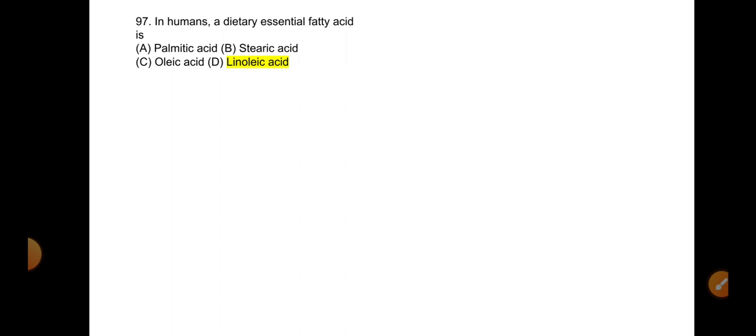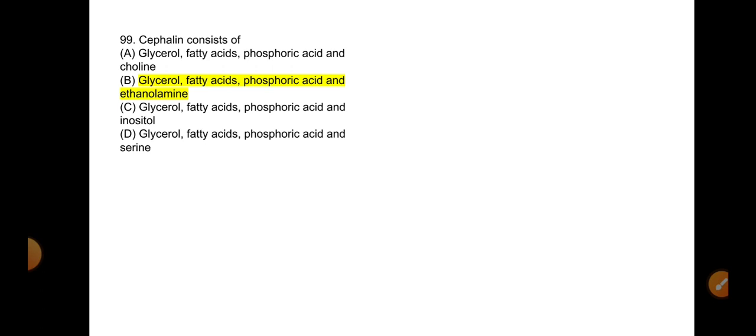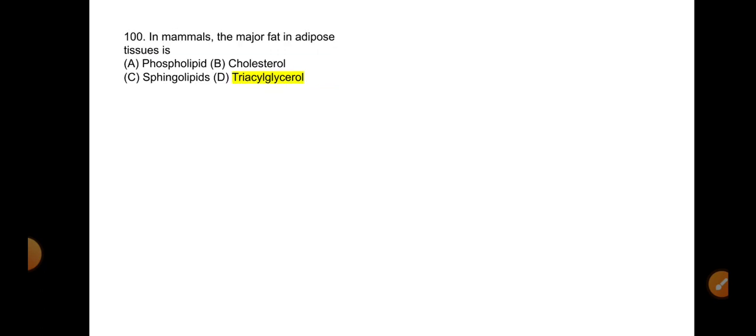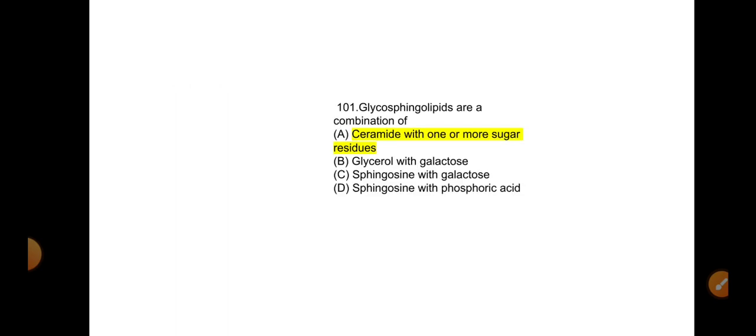97. In humans, a dietary essential fatty acid is linoleic acid. Out of these, of course, because linoleic, linolenic and arachidonic are essential fatty acids. A lipid containing alcoholic amine residues is sphingomyelin. This you must be knowing from the plasma membrane in cell biology. Sphingomyelin consists of glycerol, fatty acid, phosphoric acid and ethanolamine. So it is a lipid that contains amine. 100. In mammals, major fat in adipose tissue is TAG, in the form of triacylglycerols. 101. Glycosphingolipids are a combination of ceramide with one or more sugar residues.